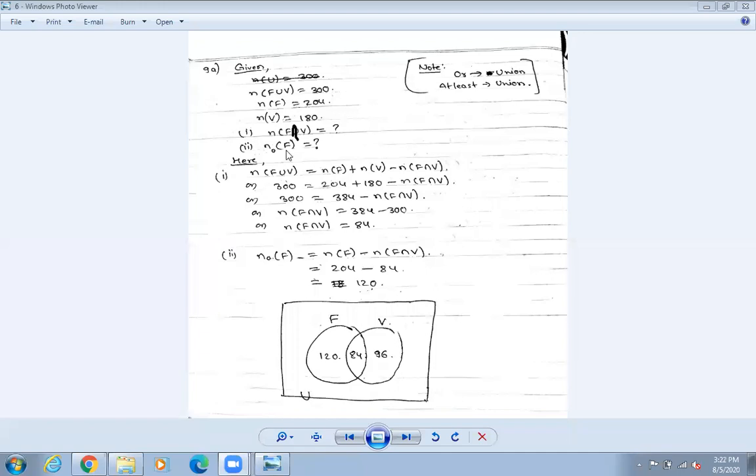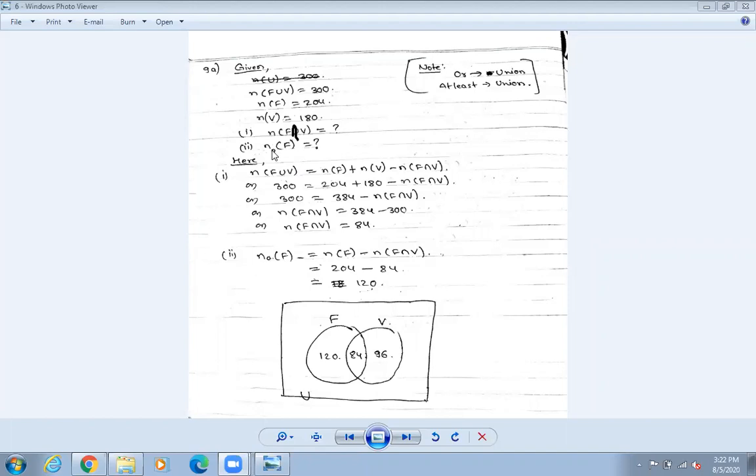So union is 300, NF is 204, NV is 180, and intersection we need to find out. So add these two numbers. 204 plus 180 becomes 384. After that, minus goes to this side and becomes plus, and 300 goes to the other side and becomes minus. So 384 minus 300 becomes 84.